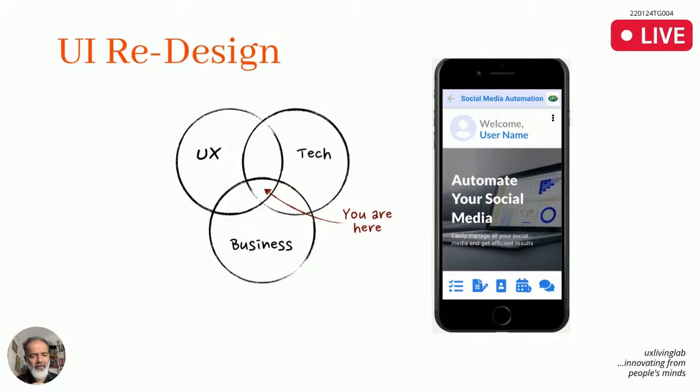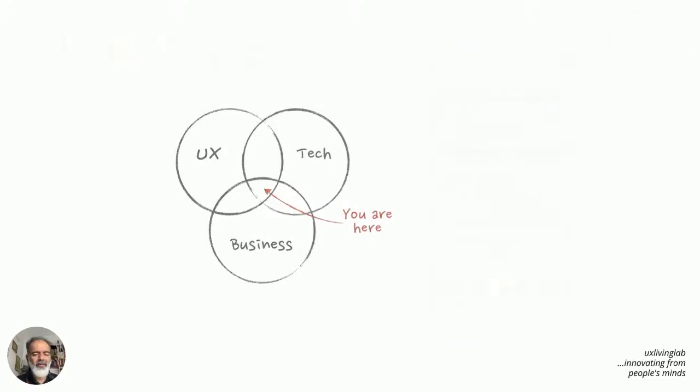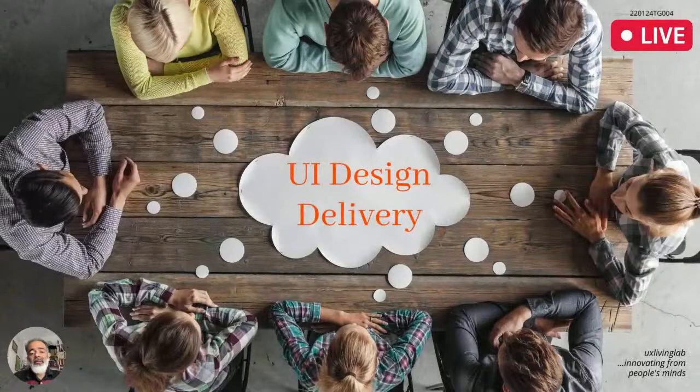Actually, you are in the center point. You have to consider UX, and also consider technology limits and business strategies. That way, you can redesign your user interface. Then deliver it to the team. So delivery is also important. You have to deliver to the team of developers, and you have to answer the questions from the UI developer. Developer means mainly a technology person who is coding, the engineering person who is developing that user interface.